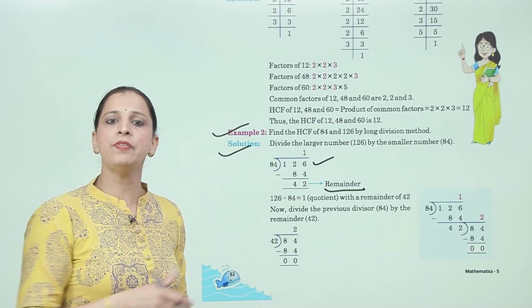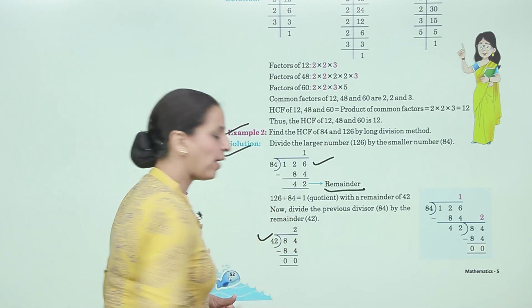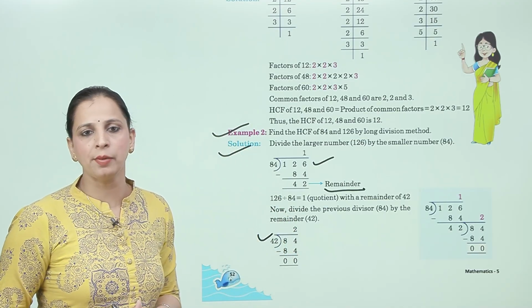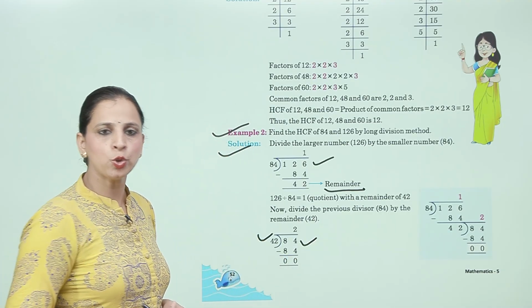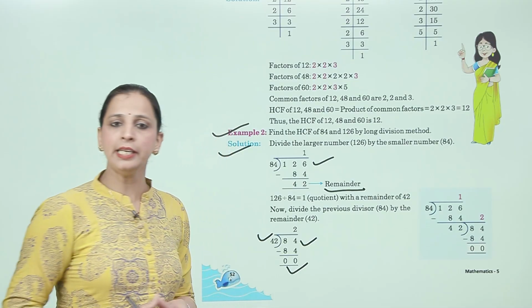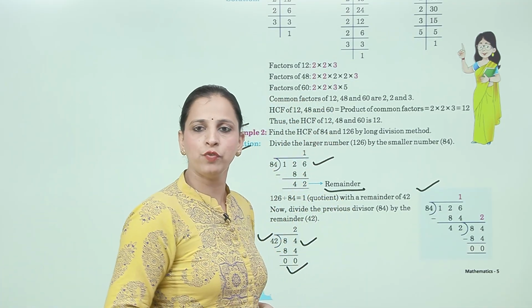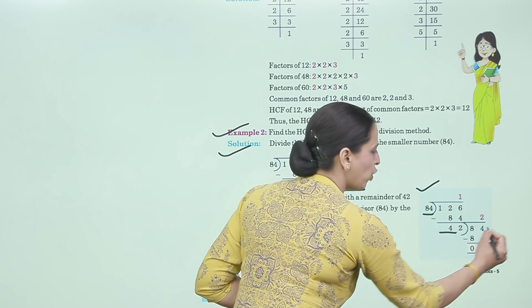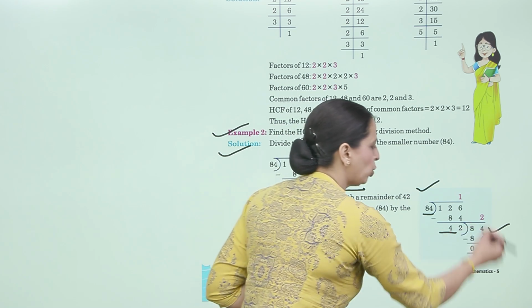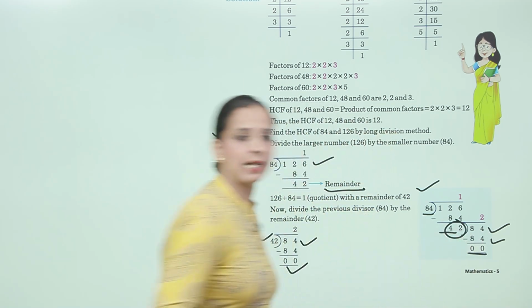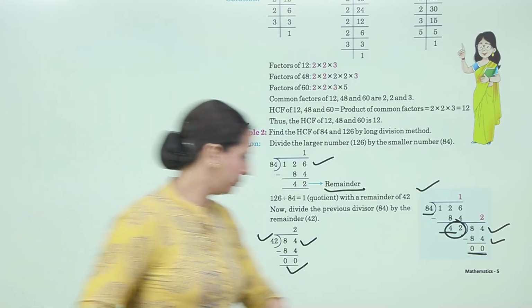Now divide the previous divisor 84 by the new divisor, that is 42, which is the remainder. Now 84 divided by 42. 42 2s are 84. It is completely divisible. Now you can do it like this: 84 minus 84 is 0. Now 84 becomes the new dividend and 42 becomes the new divisor. Now 42 2s are 84. So 42 is the HCF of 126 and 84.